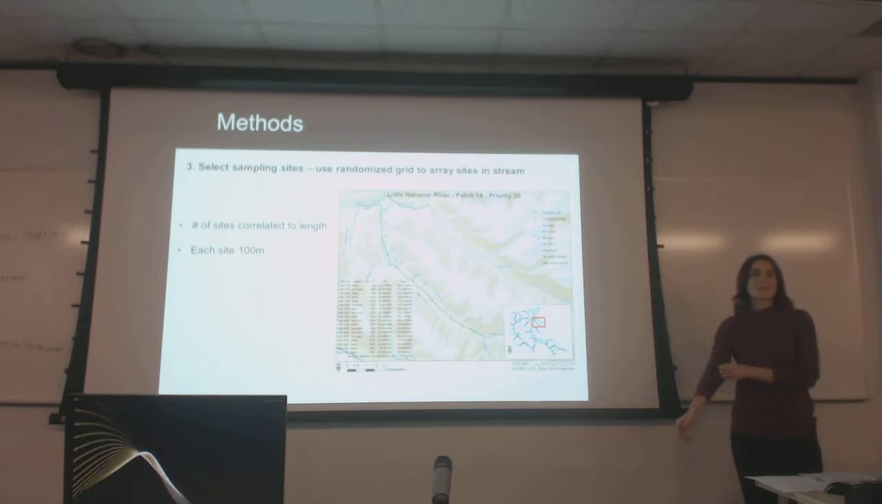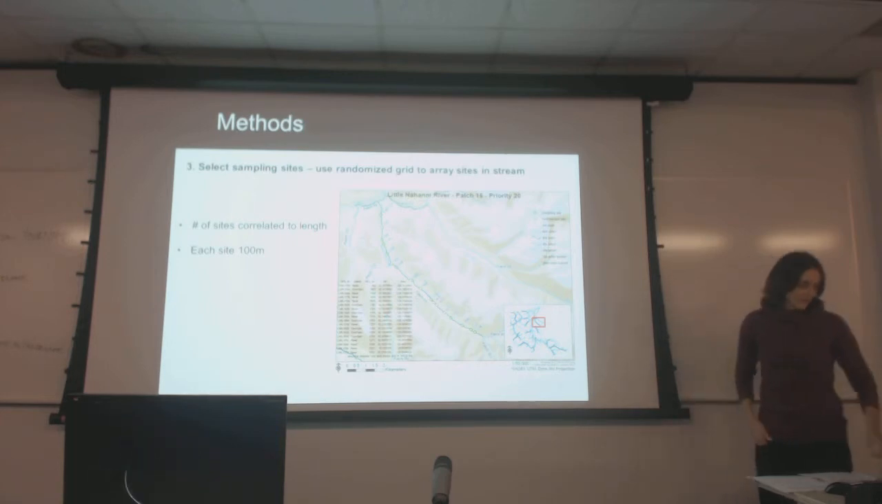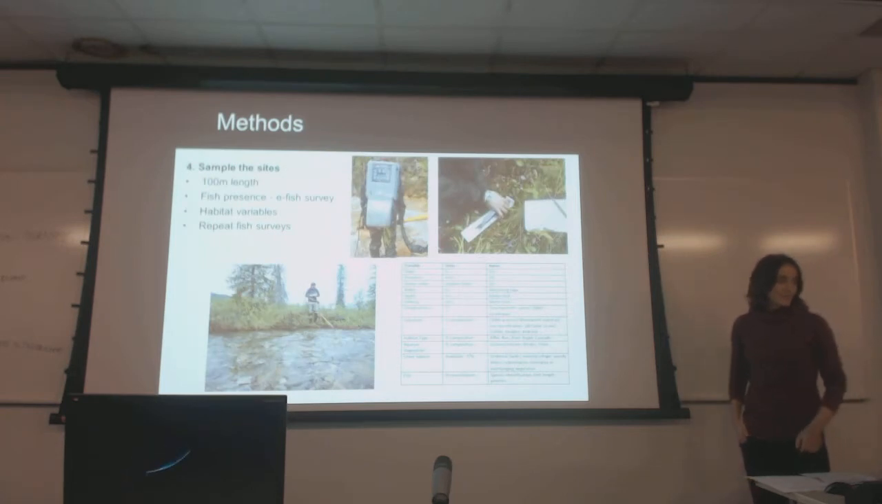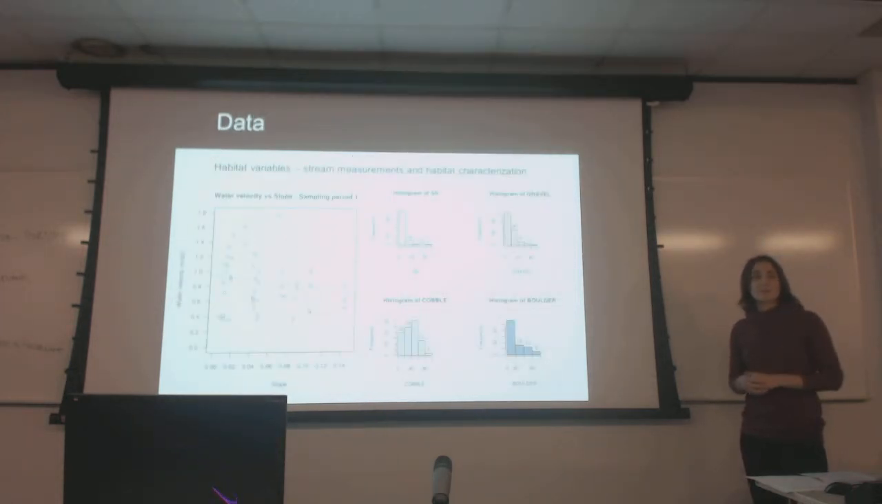Spatially representative within each stream length, and each site is 100 meters. So you hit the ground with your GPS and your maps, and each site is 100 meter length. We are sampling for fish presence. Are the grayling there? That's our main response variable that we're looking for. You do electrofishing surveys, then you collect various habitat variables that are some of your predictor variables in that site, and then you go out and repeat your fish surveys within the same sampling period as a way to make sure you weren't getting false absences or type 2 errors.